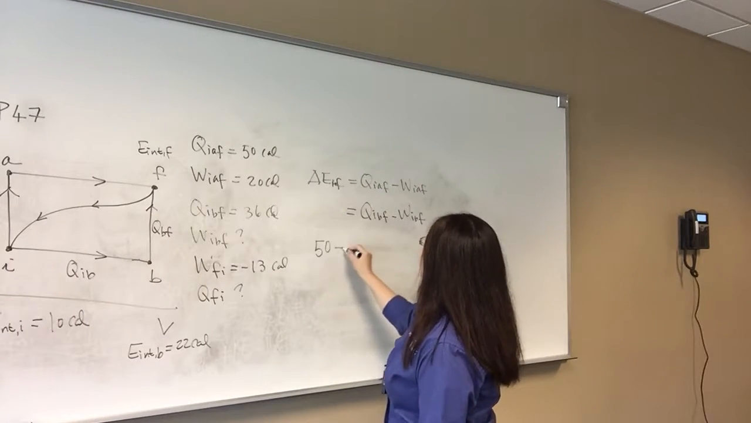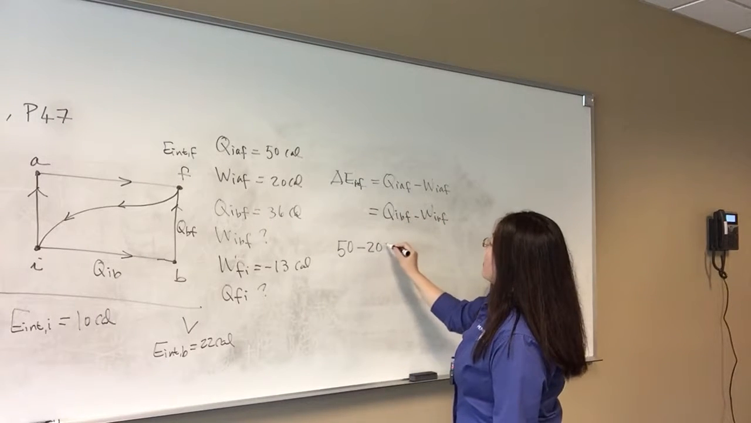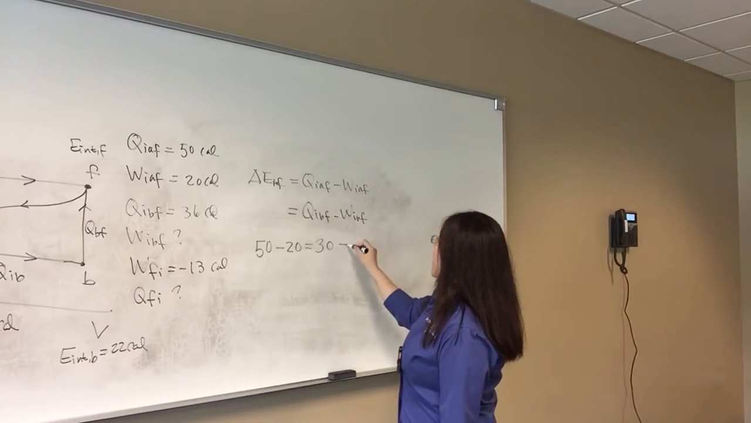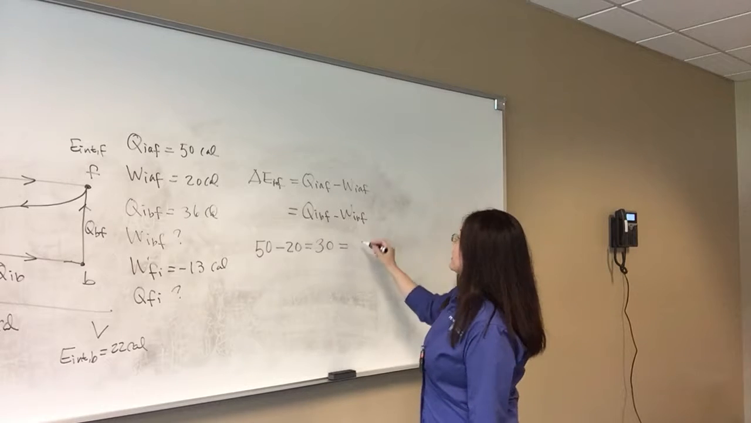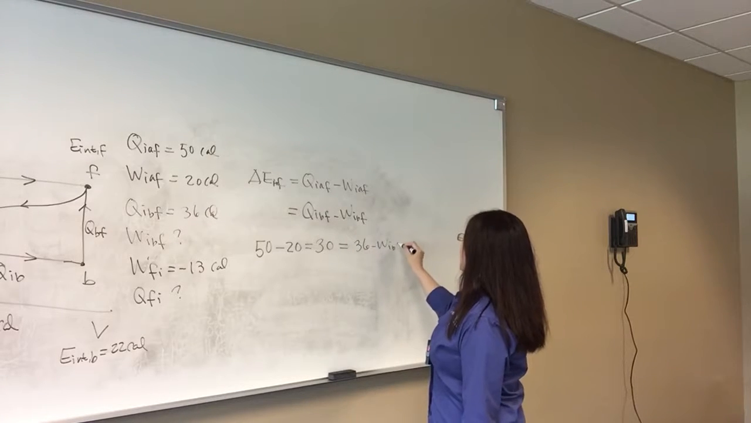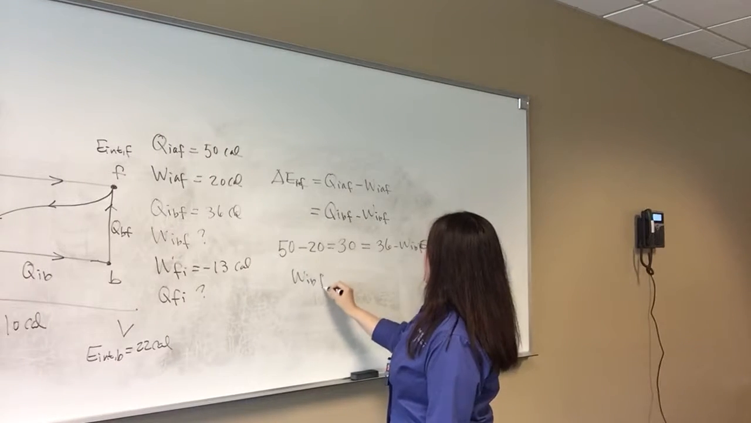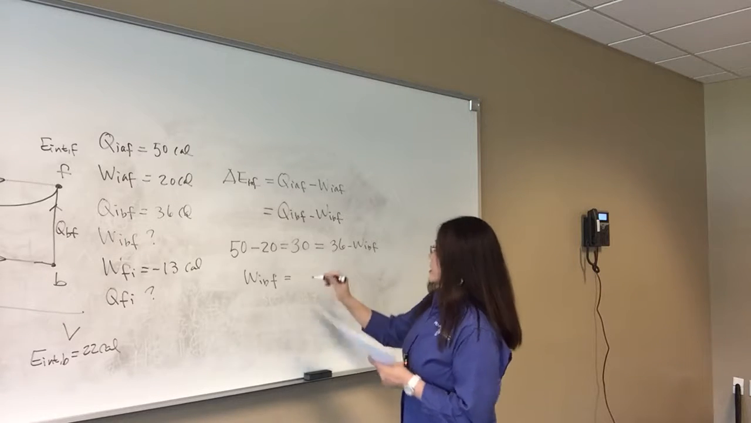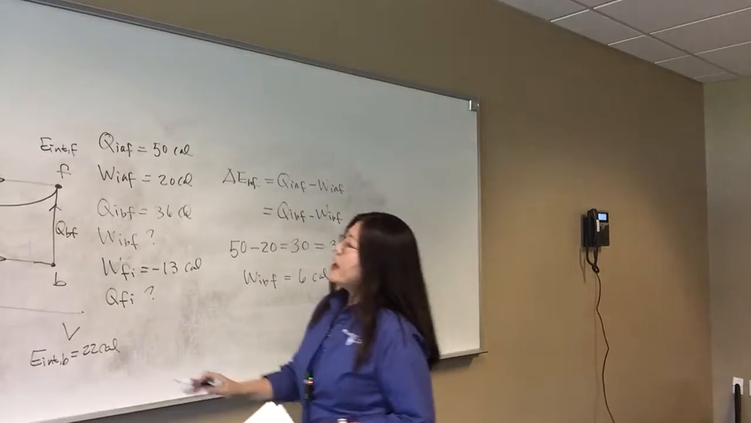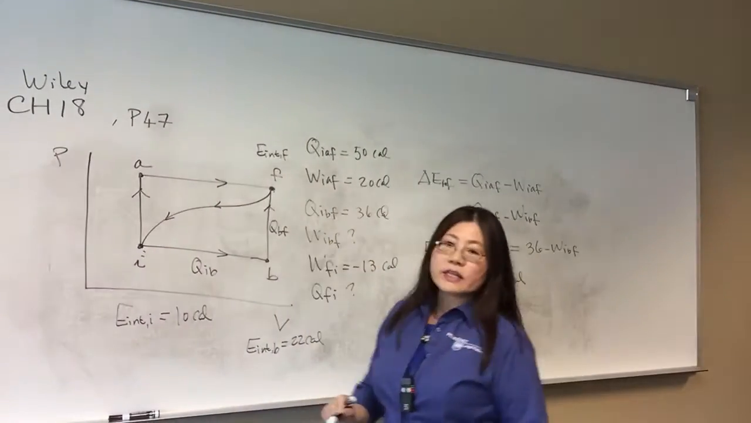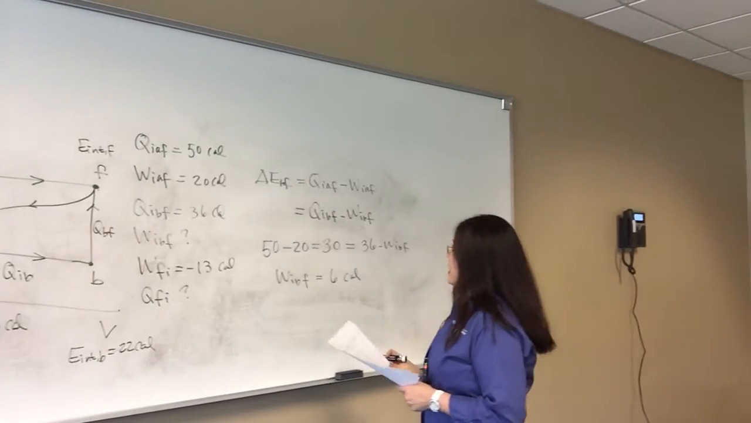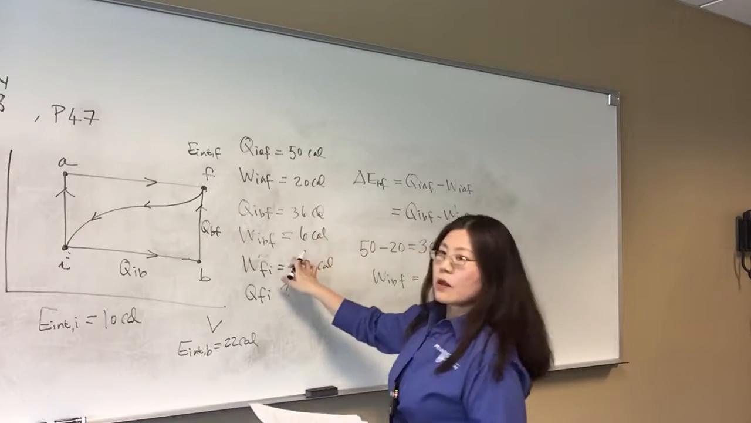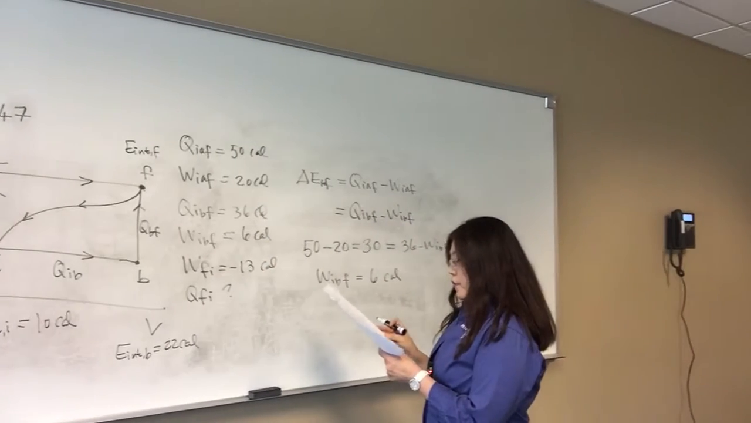All right, so QIAF is 50, and then WIAF is 20. So we know that the change in internal energy between I and F is 30 calories, and that has to be equal to the lower part here. This is 36, and then minus WIBF. So from this, we can calculate WIBF, how much work is done, and that will be 36 minus 30. So you'll get 6 calories. So WIBF, from I to B to F, the amount of work done by the gas is 6 calories. So I'm just going to write down here, that's 6 calories.